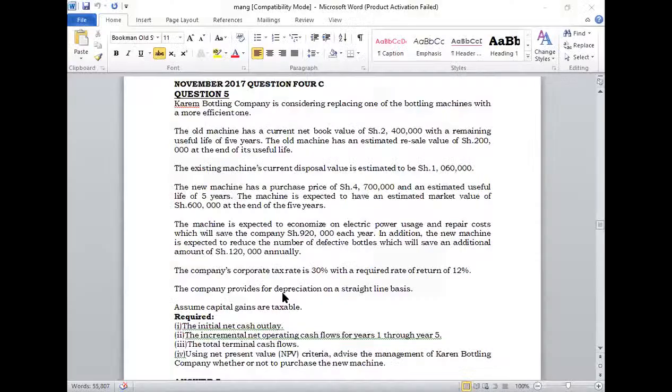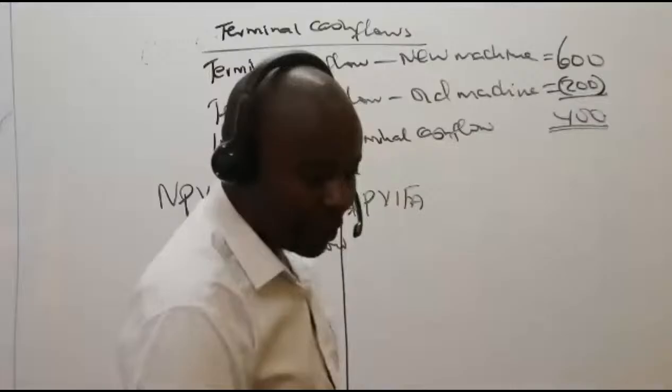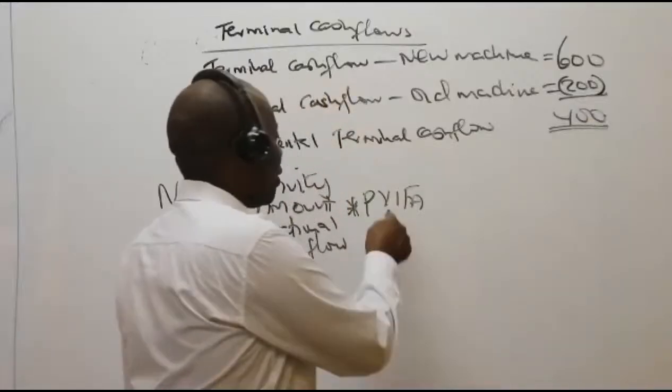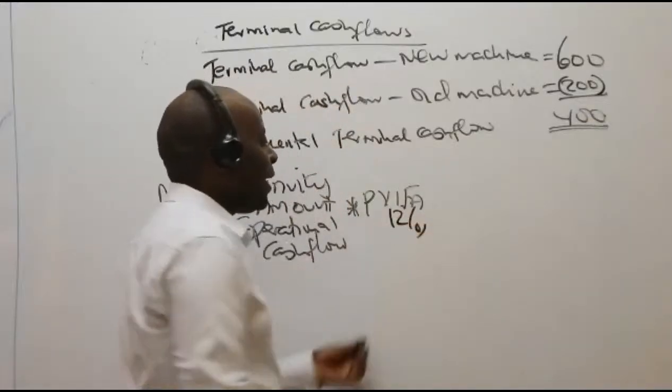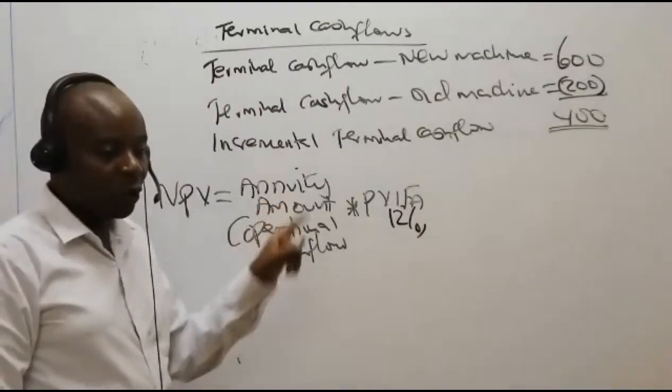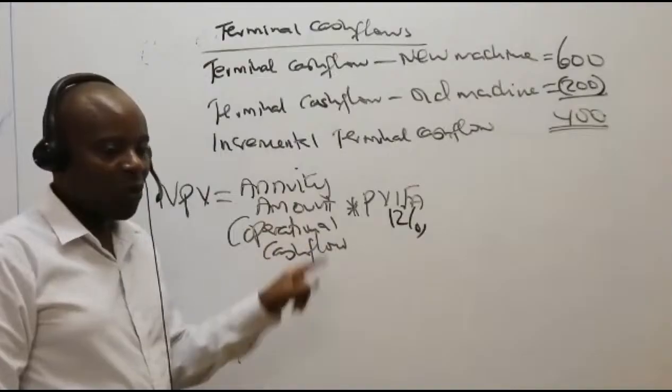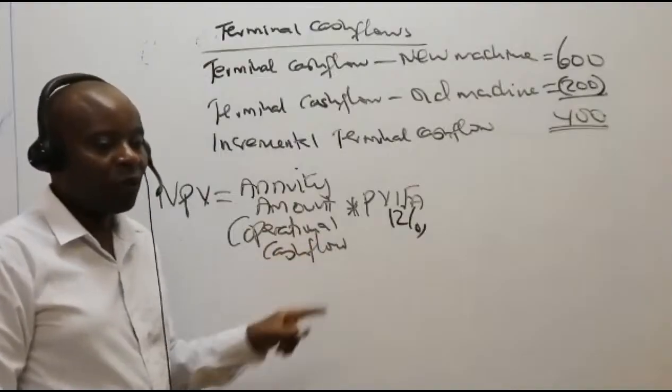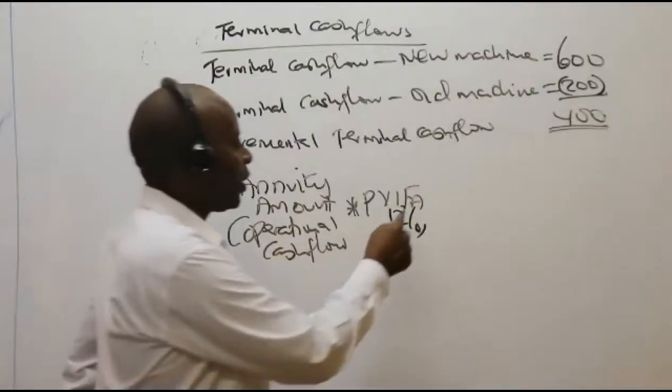Cost of capital. The required rate of return is 12%. For how many years are we going to enjoy the annuity amount? It has to be the number of years of the new machine, so 5 years.